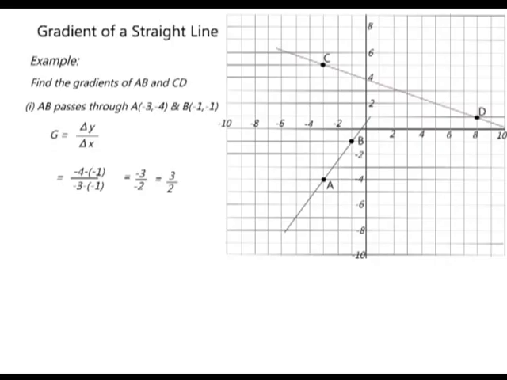For line CD, the line passes through the points (minus 3, 5) and (8, 1). Gradient is equal to change in y over change in x. 1 minus 5 over 8 minus minus 3 gives us minus 4 over 11. Notice that the gradient is always negative when the line is inclined in the direction such as CD and positive when it's inclined in the direction of AB.